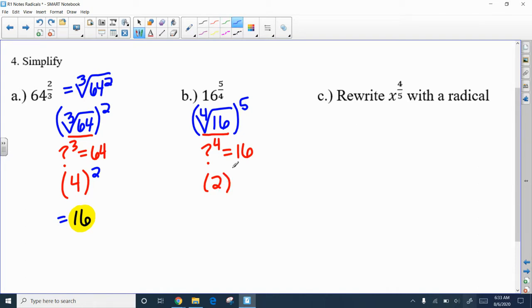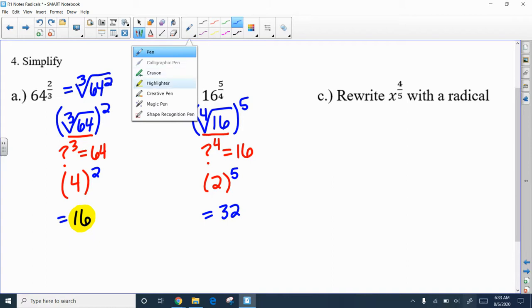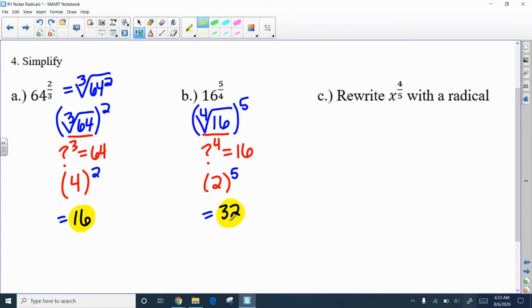And then we still have the 5th power here. Now I need to do 2 to the 5th power. So that means 2 times 2 times 2 times 2 times 2, which is 32. So this one, 16 to the 5/4 power, simplifies to 32. Like I said, both of those are able to simplify to a number because our base was a number. Now, if we look at C, it says rewrite x to the 4/5 with a radical.